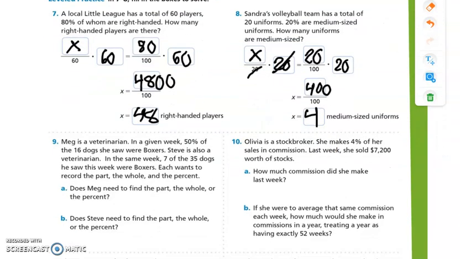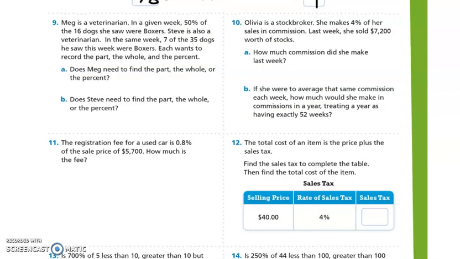Going to move down. Question 9 and 10. Meg is a veterinarian. In a given week, 50% of the 16 dogs that she saw were boxers. Steve is also a veterinarian. In the same week, 7 of the 35 dogs he saw were boxers. Each wants to record the part, the whole, and the percent. What does Meg need to find? And it lists all 3 of those things.